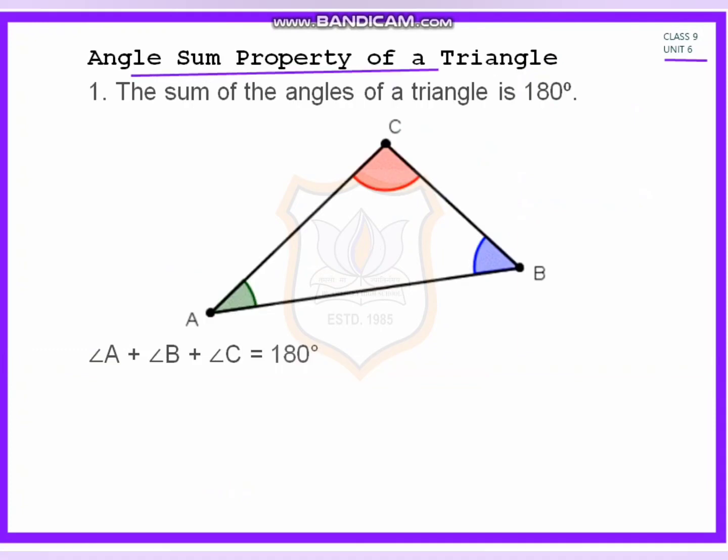First is the angle sum property of a triangle. The sum of all angles is equal to 180. This is the angle sum property of a triangle. We know that, it's very simple and easy. Angle A plus angle B plus angle C equals 180 degrees. We should remember this point: the sum of all angles of a triangle is 180 degrees. So angle A plus angle B plus angle C equals 180 degrees.